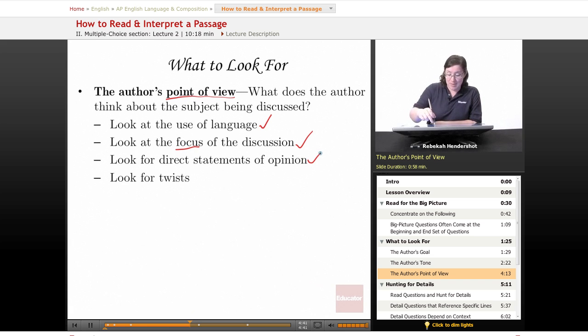Look for direct statements of opinion. If he says, I think, or I believe, or it is clear that, well, then they just handed you point of view on a silver platter. And finally, look for twists. This is very common in satirical writing, where the author is making fun of something, and you get to the end and he just kind of sticks the knife in and twists it, and you're like, oh, that was where he was going. So look for twists at the end, look for sudden changes, because chances are that's where the author was going all along, and that will tell you point of view, all of which contributes to the big picture.